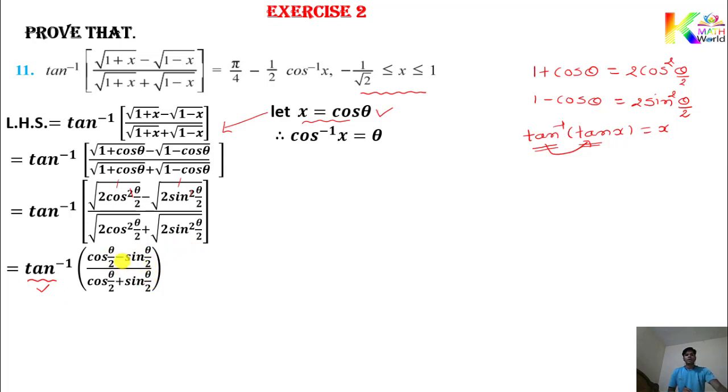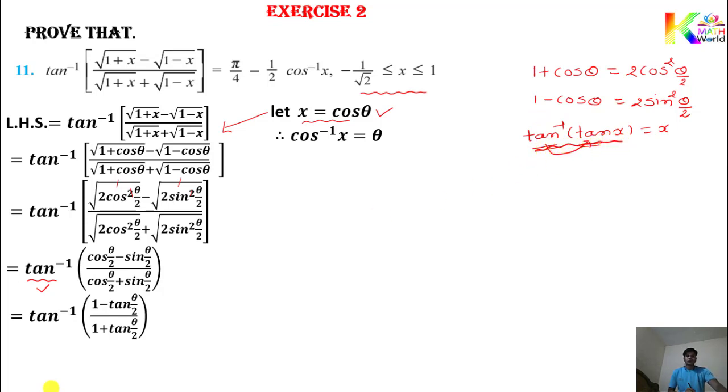Obviously, when you want tan, you need sine over cos. So divide numerator and denominator by cos theta by 2, and you will get everything in terms of tan. In the next step you get cos theta by 2 over cos theta by 2, that will be 1, sin theta by 2 over cos theta by 2, that will be tan theta by 2, cos theta by 2 over cos theta by 2, 1, and sin theta by 2 over cos theta by 2 will be tan theta by 2. Still you do not have exactly this format.